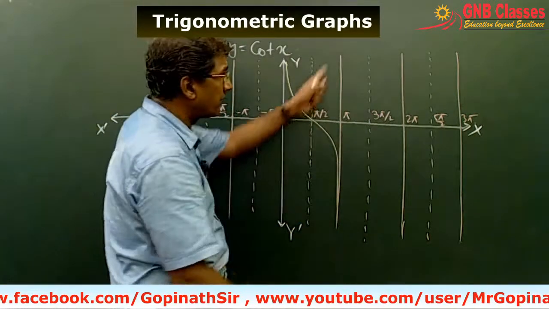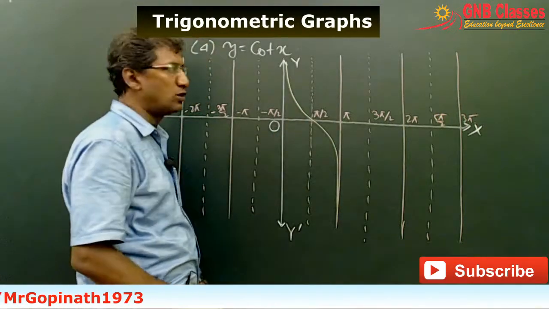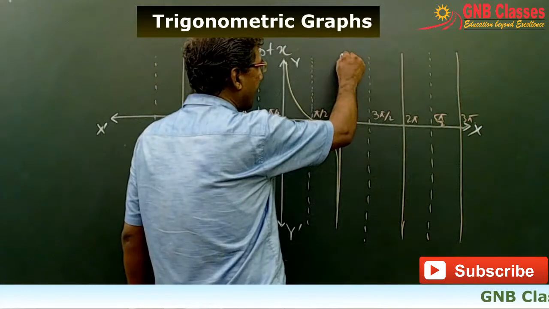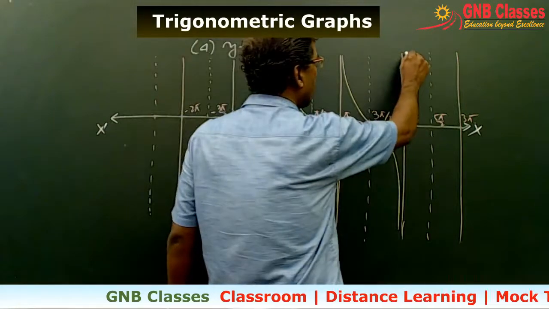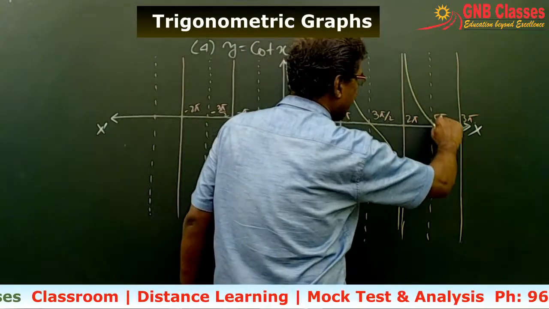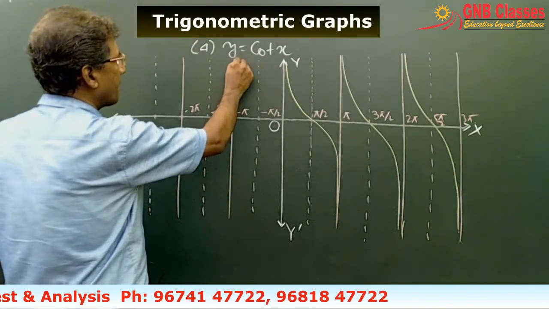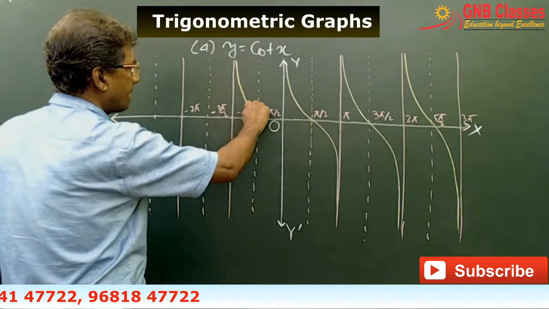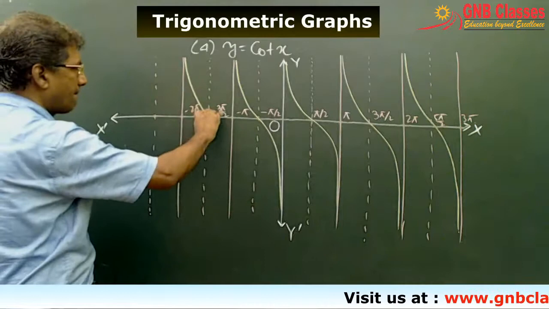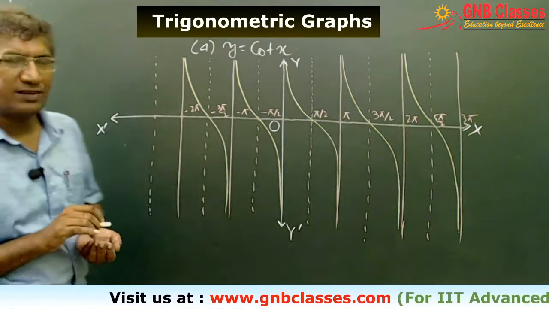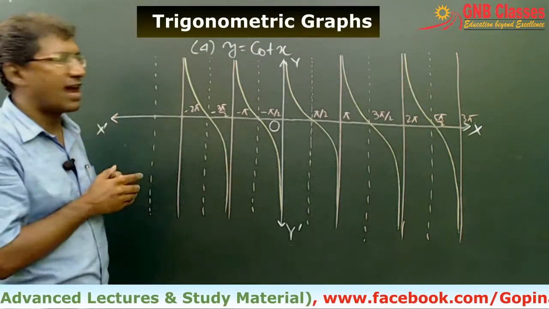It is not touching x equals pi. Okay, x equals pi is an asymptote to the graph y equals cot x. It looks like this, and this goes on. Is it clear? So this is how your y equals cot x graph looks.